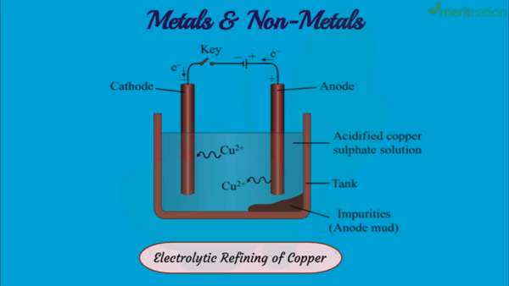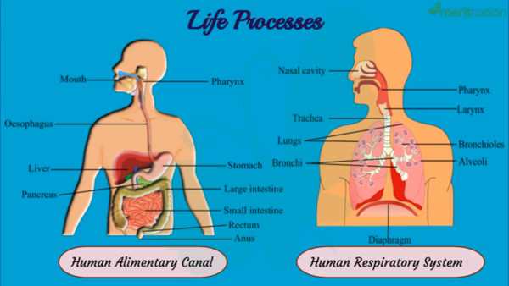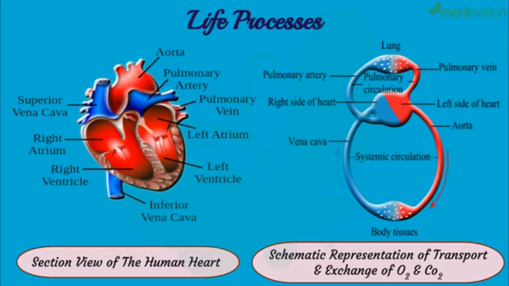Now, let us come to one of the important chapters, that is Life Processes, in which questions coming directly from the diagrams are highly probable. The human alimentary canal and human respiratory system are very important diagrams of this chapter. The labels shown for the system are very important and should not be missed, else you will face deduction in the marks. Next, from this chapter, you could be directly asked to draw the section view of the human heart.